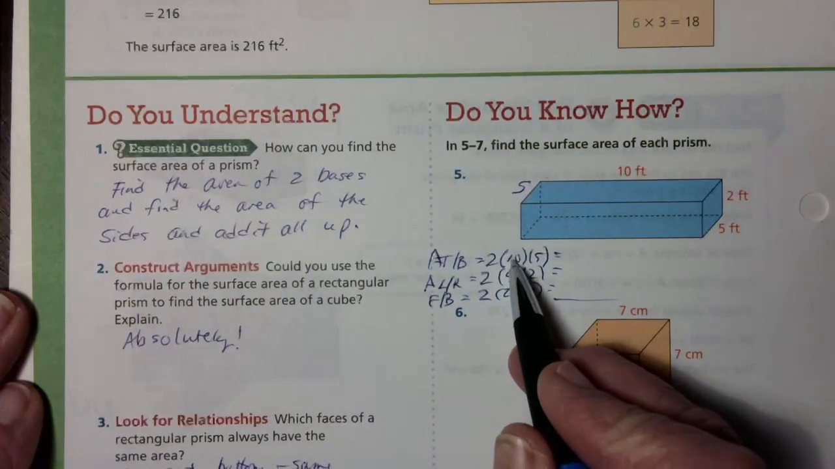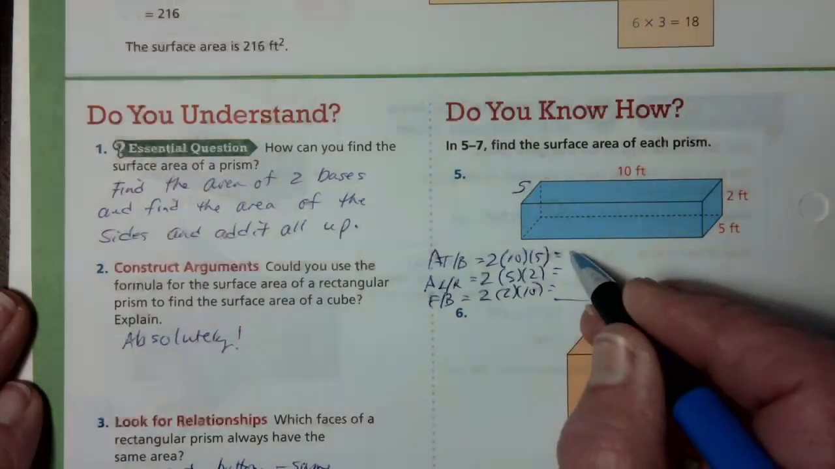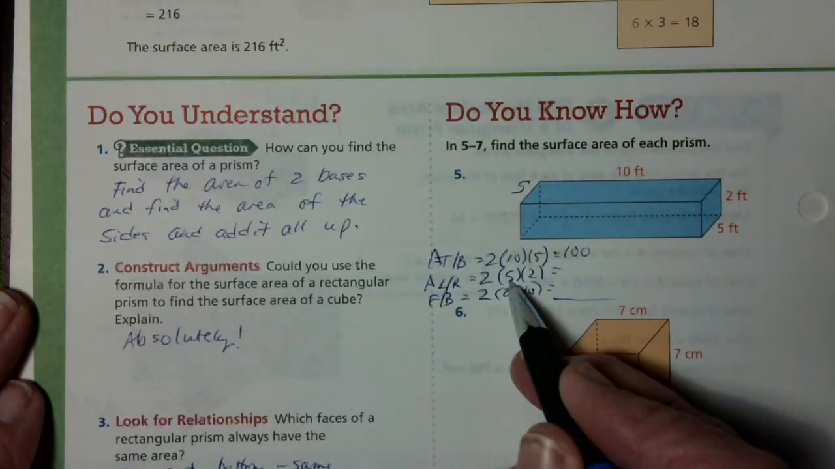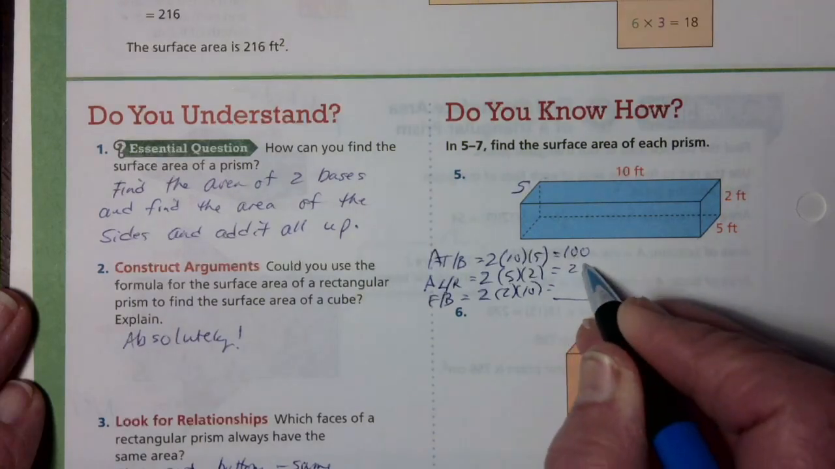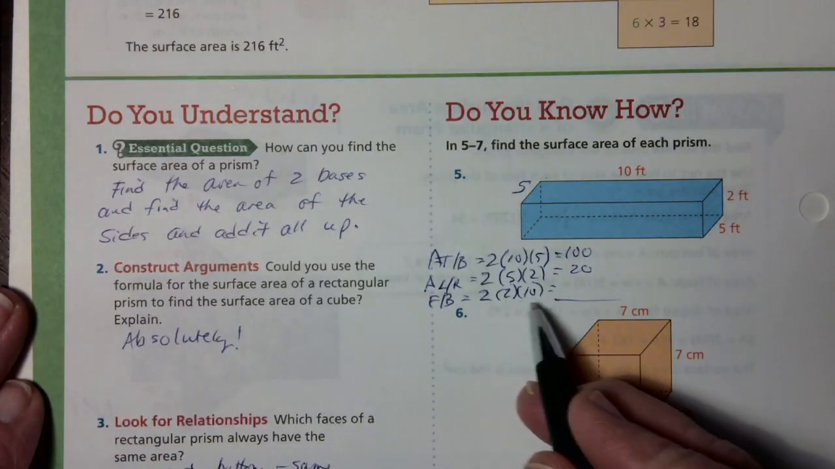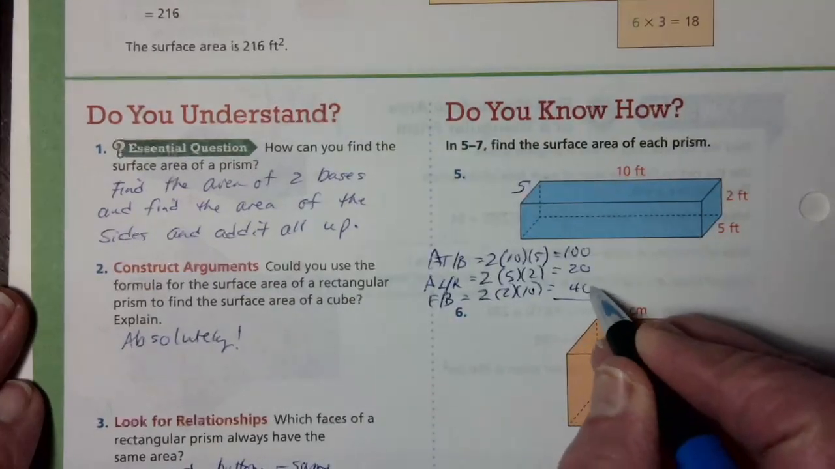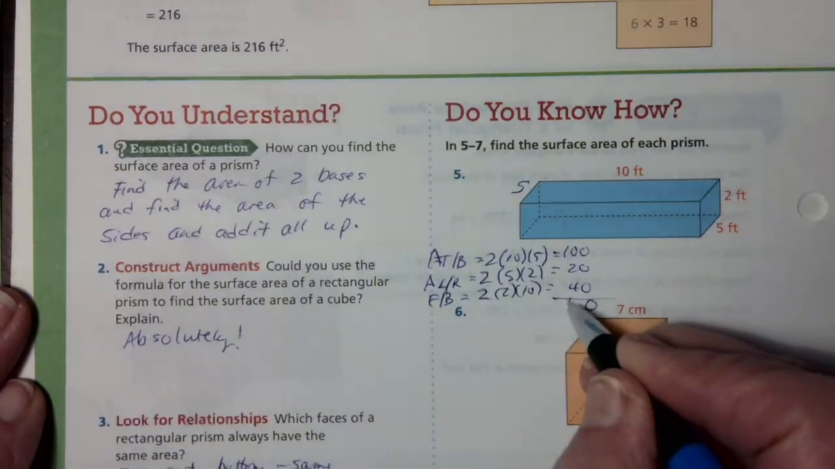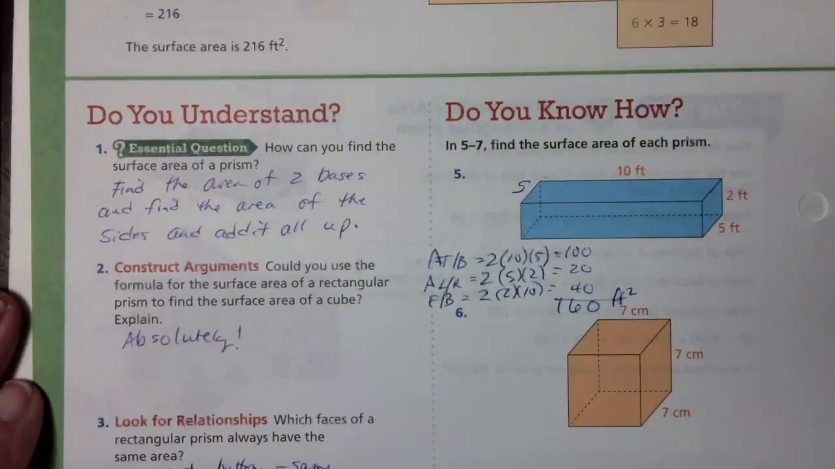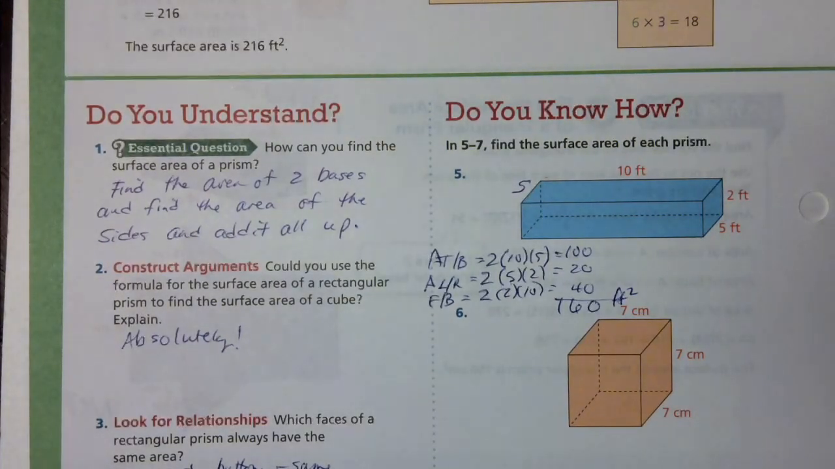Well, 2 times 10 is 20. 20 times 5 is 100. 2 times 5 is 10. 10 times 2 is 20. And I'm going to line up my digits here. 2 times 2 is 4. 4 times 10 is 40. That's a 0, and that's a 6, and that's a 100, and this is feet squared. So your answer should be 160 feet squared. We're going to do a top and bottom, a left and right, and a front and a back.